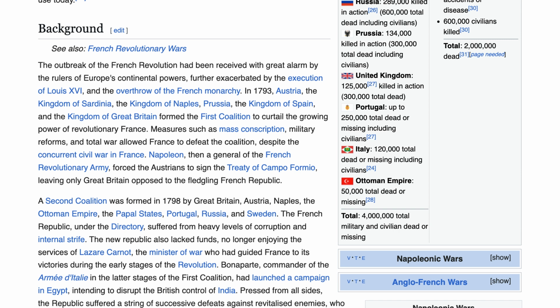The new republic also lacked funds, no longer enjoying the services of Lazare Carnot, the Minister of War who had guided France to its victories during the early stages of the revolution. Bonaparte, commander of the Armée d'Italie in the latter stages of the First Coalition, had launched a campaign in Egypt, intending to disrupt the British control of India. Pressed from all sides, the Republic suffered a string of successive defeats against revitalized enemies, who were supported by Britain's financial help. Bonaparte returned to France from Egypt on 23 August 1799, his campaign there having failed.